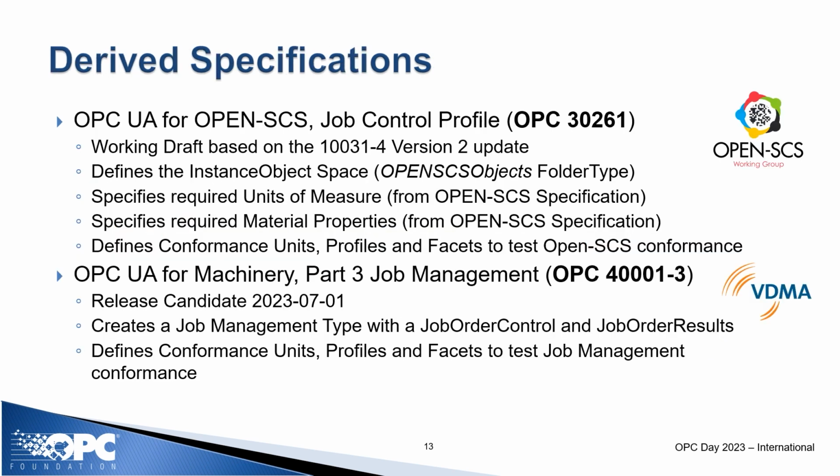So for the OPEN-SCS, we basically created a thing called a job control profile, which is, think of it as a mini companion spec. It's OPC 30261. It doesn't really define any new object types, but it does define an object space where these OPC UA objects would reside, and the reason for that is, again, so you can browse these and know exactly where these objects exist. It also specifies required units of measure from the OPEN-SCS spec.